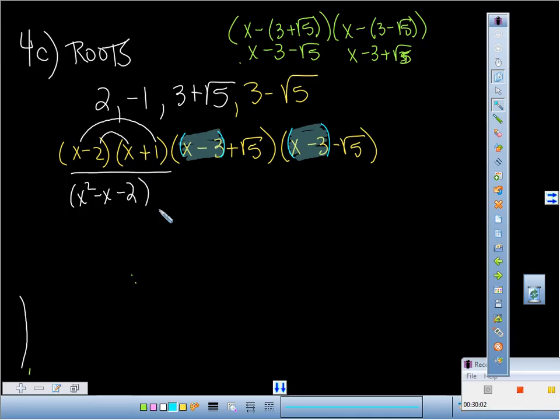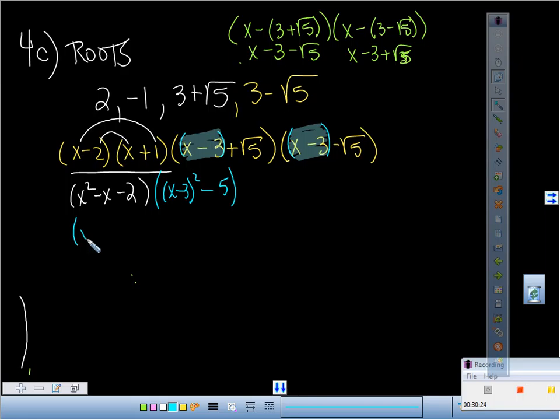How do you multiply conjugates? Square the first, and then minus, square the last. What's the square root of 5 squared? Okay, so now it looks like this: x squared minus x minus 2 times x minus 3 squared minus 5. Tell me what you get. X squared minus 6x plus 9, and then you have that little minus 5.